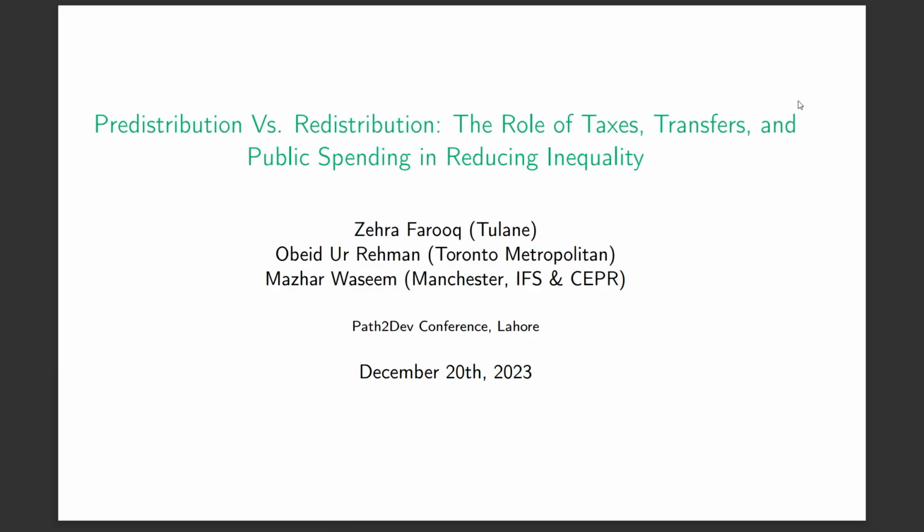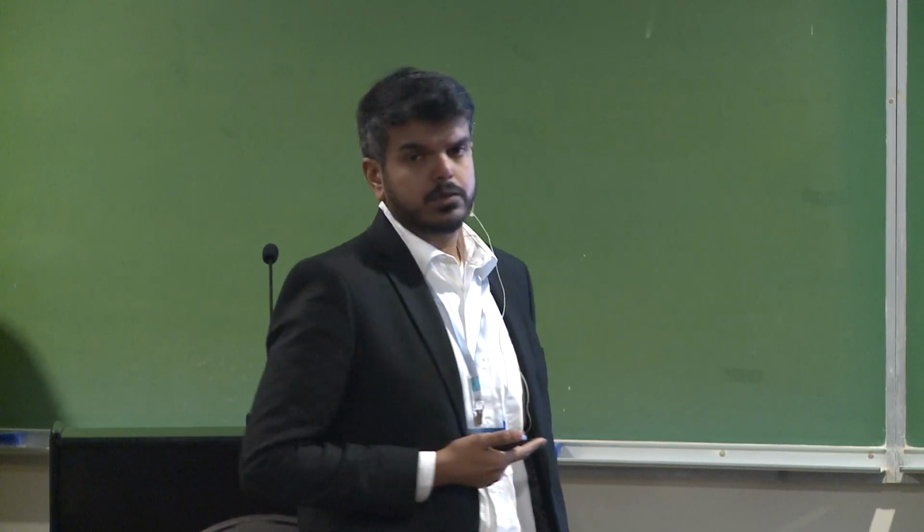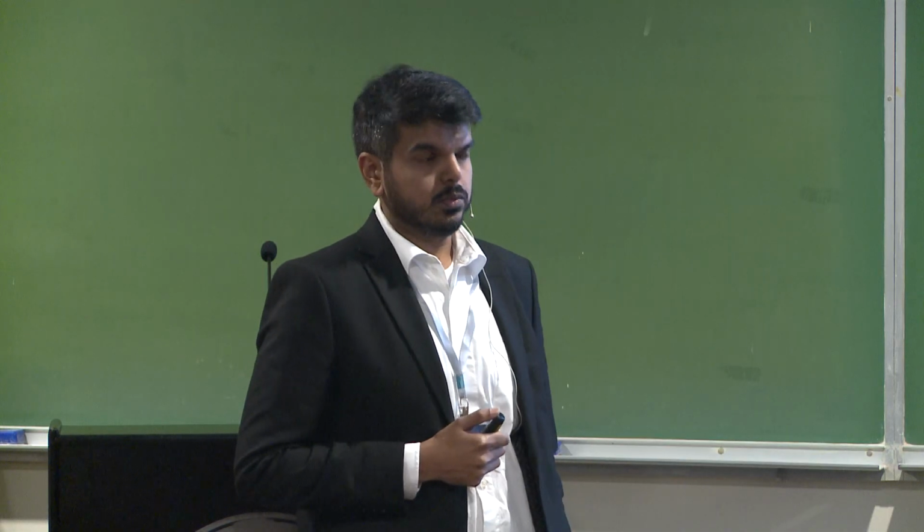All right, so let me get started and formally introduce myself. My name is Obeid Rehman, and the paper I'm going to be presenting talks about the role of taxes and transfers in reducing inequality, specifically looking at the context of Pakistan. This is joint work with Mazhar Wasim, who's at Manchester, and Zara Farouk, who's a PhD candidate at Tulane.